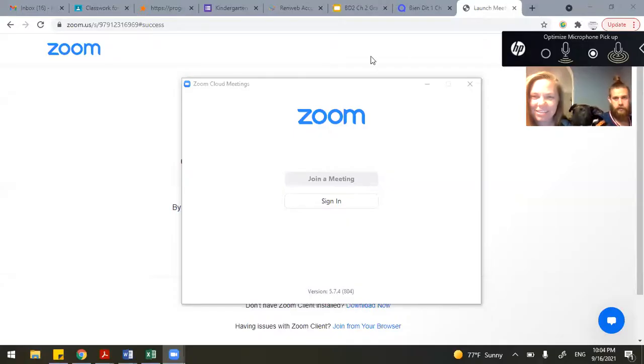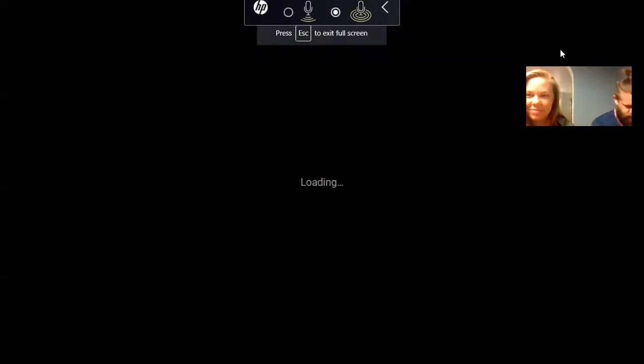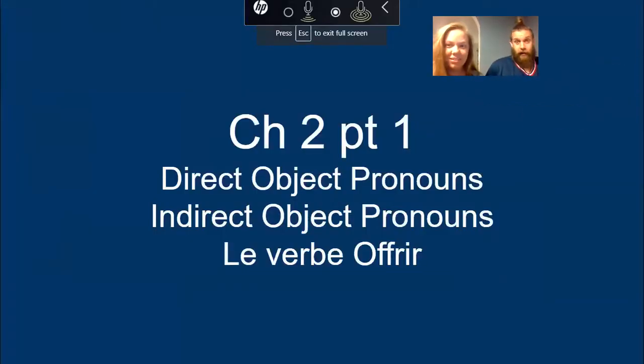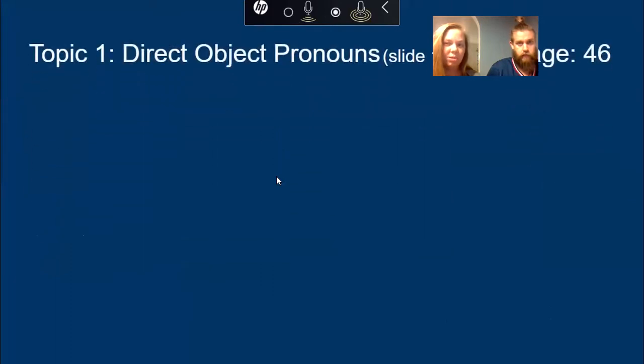Okay. Let's share the screen and look at the notes. If Winnie doesn't want to be up here, she doesn't have to be up here. Okay, so this is us up here. Hi, us. And then this is the notes. So this is what we talked about in class yesterday, what a direct object pronoun is.